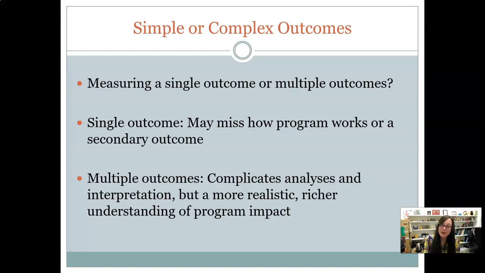But then when you look at multiple outcomes, it complicates things. It greatly complicates both the analyses, but also the interpretation of those numbers. But then the result usually is a much more realistic and richer understanding of the program's impact. But not always. If you can't get a good picture, then you can't get a good analysis of whether the program is having its intended impact or not. So you want to, again, balance. You want to make sure you're addressing everything, but you can't take on too much. So there's a balance there.